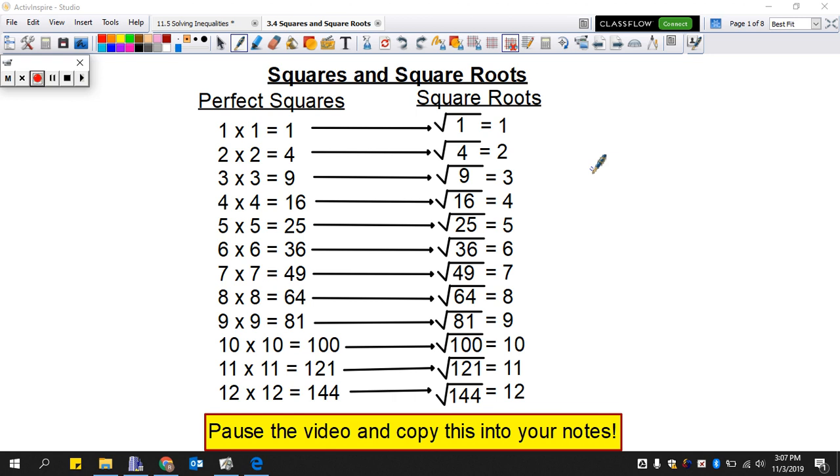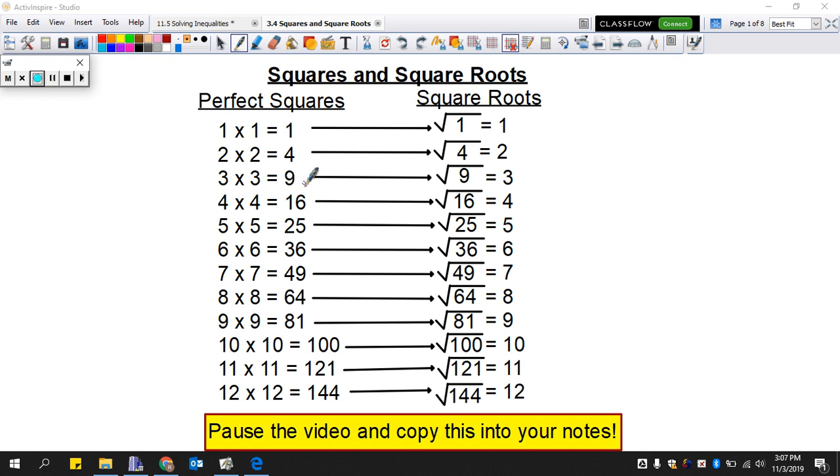As you're copying, I'm going to explain a little bit what we mean by perfect squares and what square roots are. Okay, perfect squares are the product, or the result, that we get when we multiply a number by itself. So 1 times 1 is 1, so 1 is a perfect square. 2 times 2 is 4, so 4 is a perfect square. 3 times 3 is 9, so 9 is a perfect square, and so on.